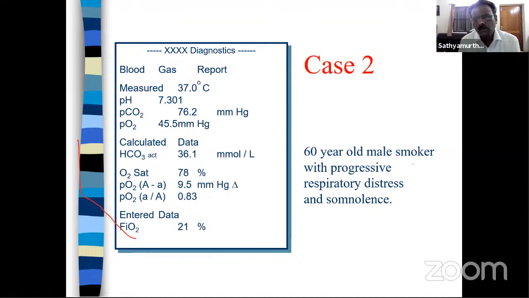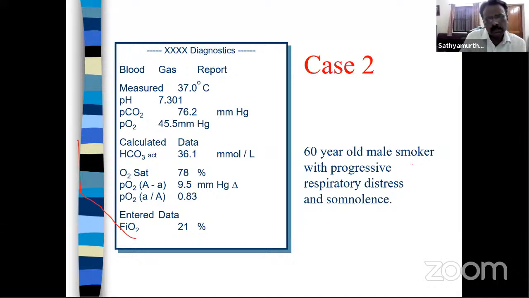This is a 60-year-old male smoker with progressive respiratory distress and somnolence. So from the history, this guy is a smoker, and then he's got progressive respiratory distress. That means it's happened over a period of time. And now let us look at this. What is the first step we do? We look at the pH. Now what is the pH here? pH is 7.30. So it is less than 7.35. So it is acidemia.